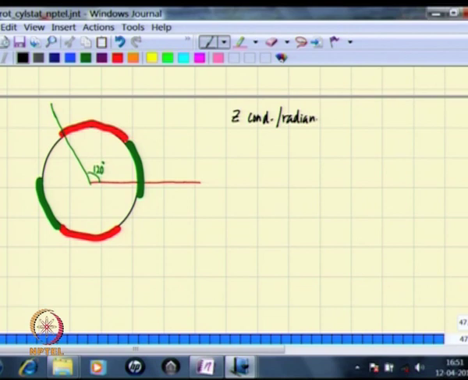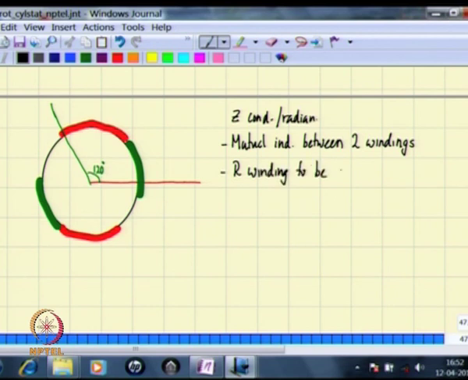Now, we are going to find the mutual inductance between the two windings, and in order to do that we are going to consider the R winding to be excited and find the flux linkage with the G winding. This is our approach.